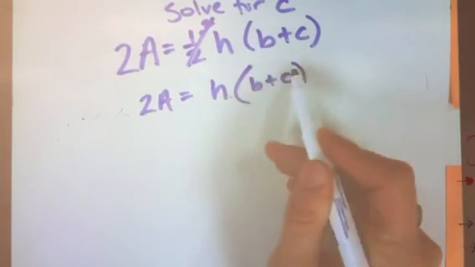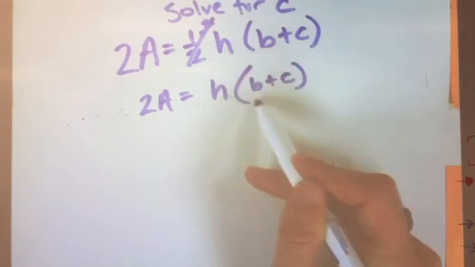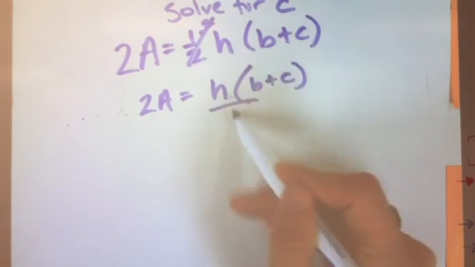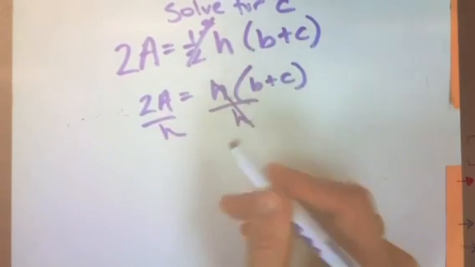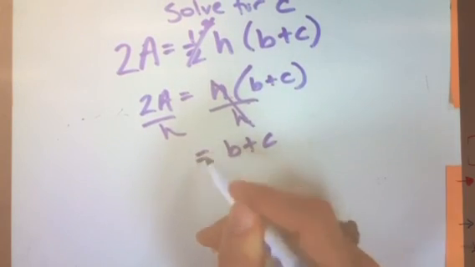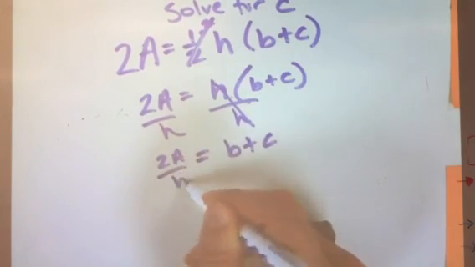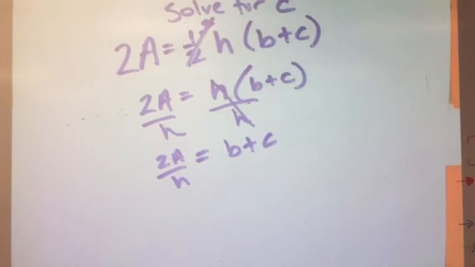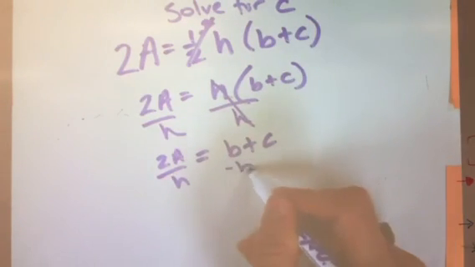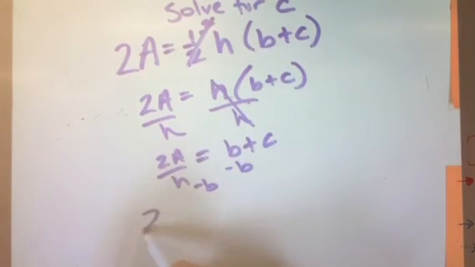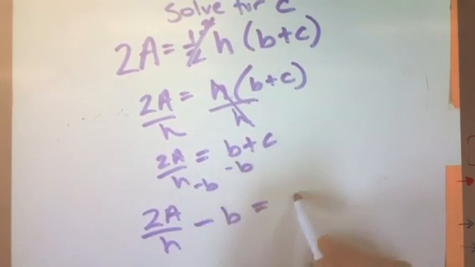Since B plus C is being multiplied by H, I can get B plus C by itself by dividing by H. Now I have B plus C equals 2A divided by H. To get C by itself, simply subtract B from both sides, so 2A divided by H minus B is equal to C. Now I have C by itself.